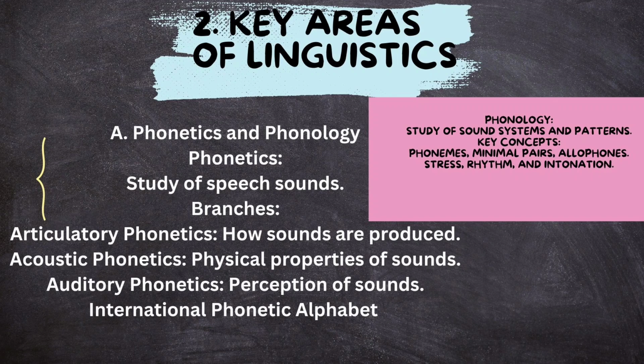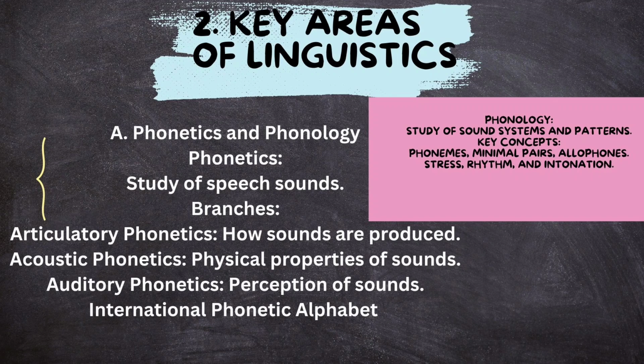And let's talk about the International Phonetic Alphabet, that is IPA. IPA is a system to represent the speech sounds that are produced universally. And now let's move to phonology. Phonology deals with the organization, patterns, and function of sounds in a specific language, and it focuses on the mental and linguistic aspects of sounds rather than the physical production.